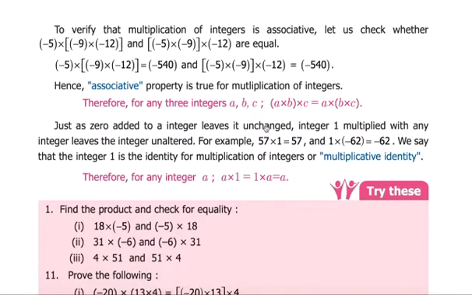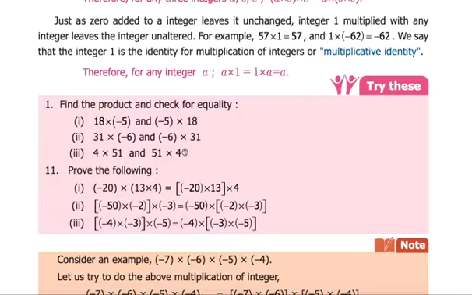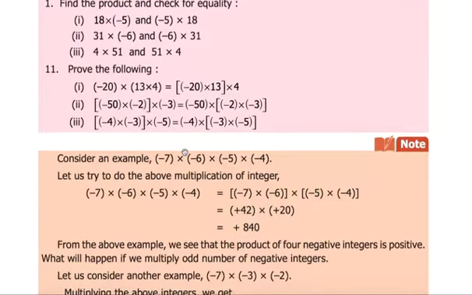To verify that multiplication of integers is also associative, let us check whether this holds or not. Yes, this holds good. Hence associative property is true for multiplication of integers. Therefore for any three integers a, b, c, a into b into c equals a into b into c. Just as 0 added to an integer leaves it unchanged, integer 1 multiplied with any integer leaves the integer unaltered. So that is called multiplicative identity. So 1 is called multiplicative identity. Therefore for any integer a, a into 1 equals 1 into a equals a.